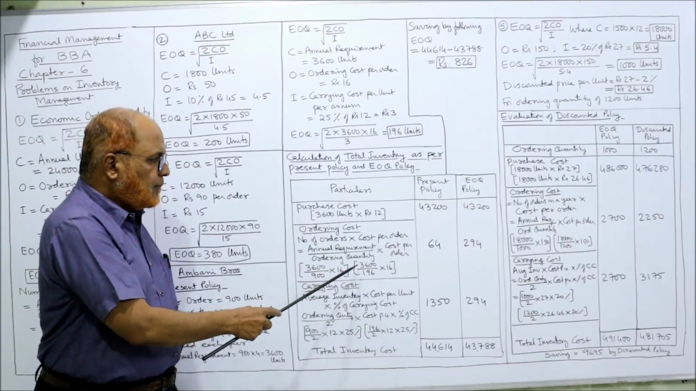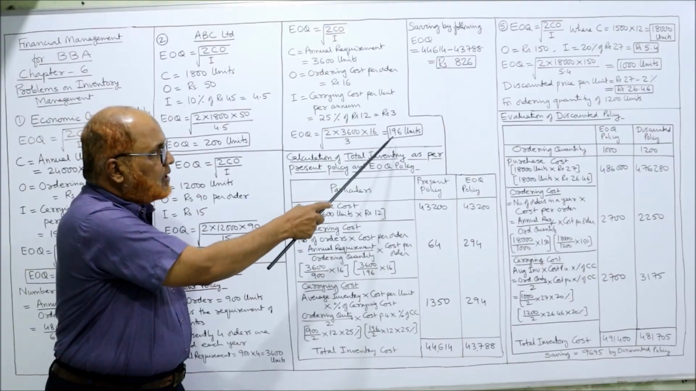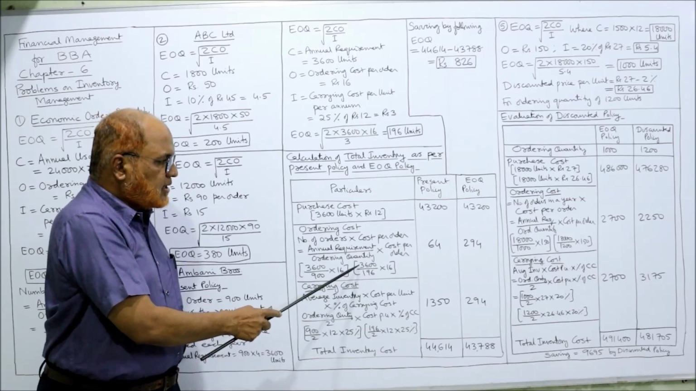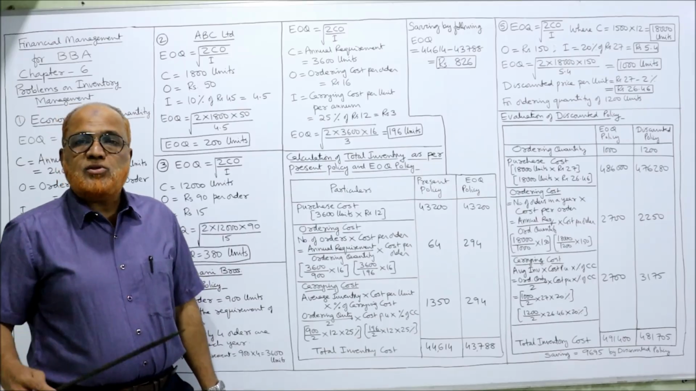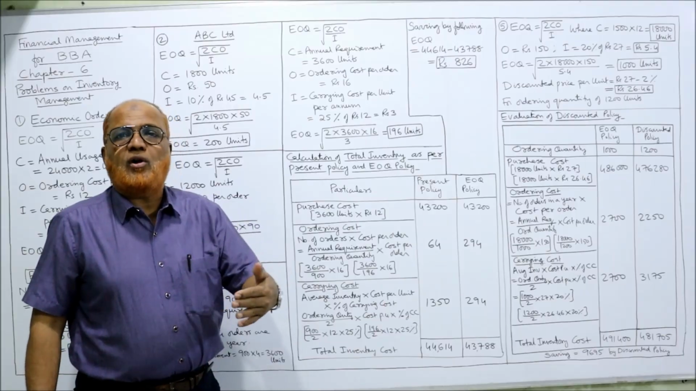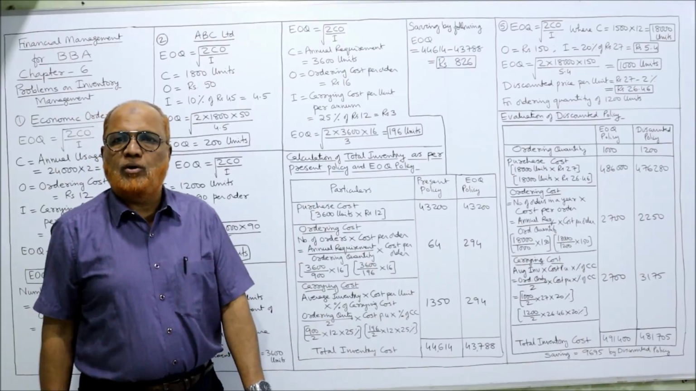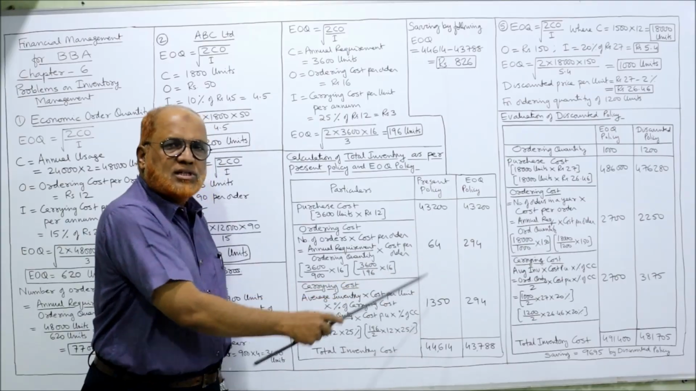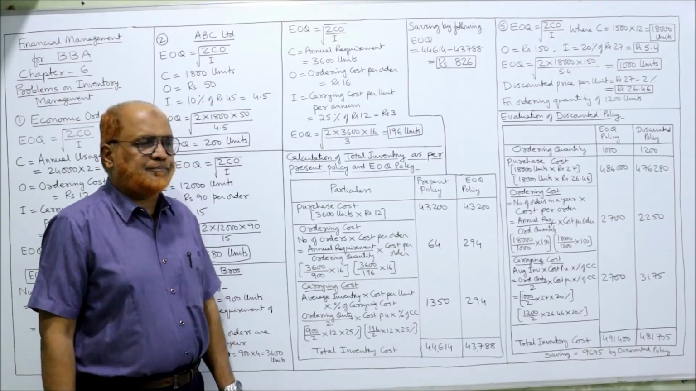In the EOQ policy, 3600 divided by 196 because ordering quantity is 196 in EOQ policy. Right? So 3600 by 196 into 16, you will get 294. That is, ordering cost is more in case of EOQ. More orders we have to place because every time we are placing the order only for 196 units. That's why ordering cost is more here. Whereas ordering cost is less in the present policy because only 4 orders are placed in 1 year.